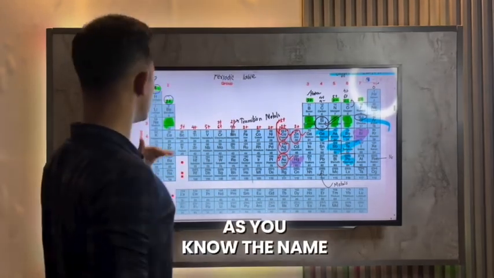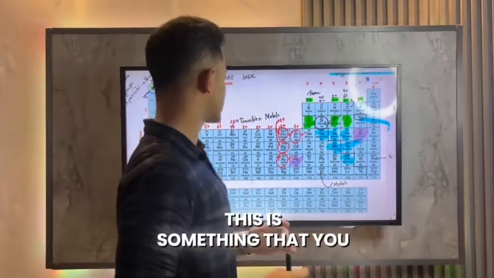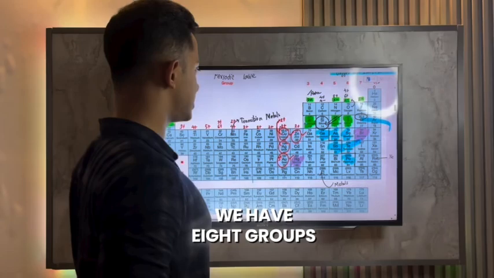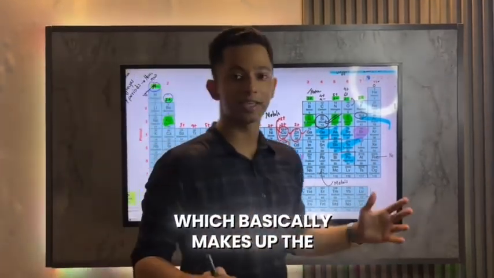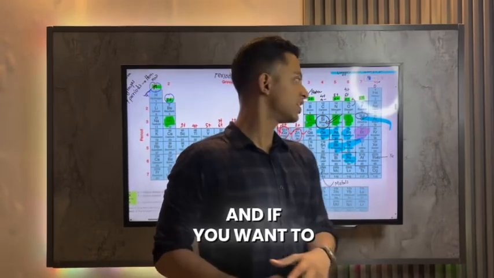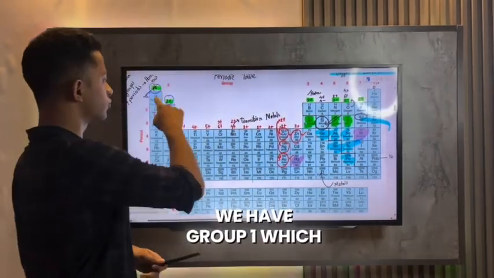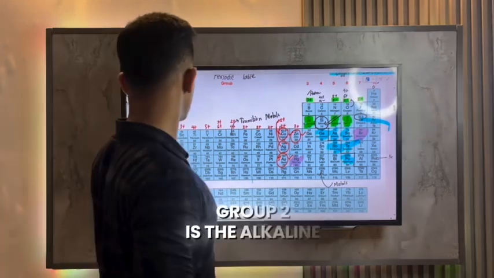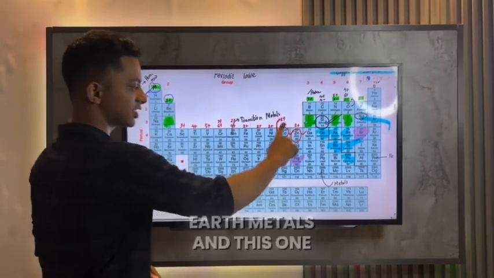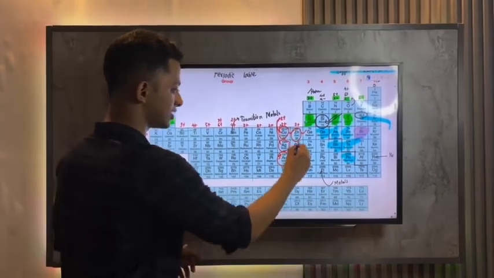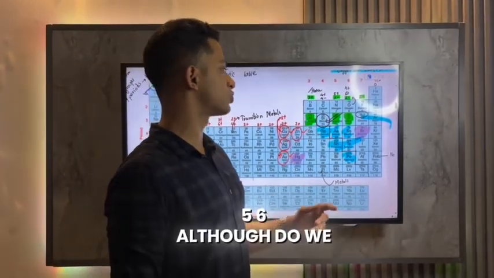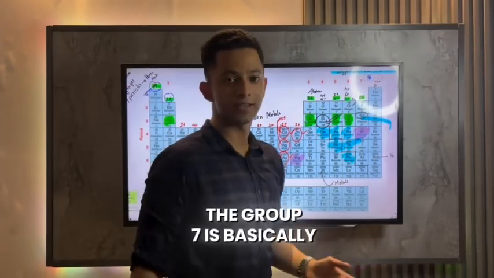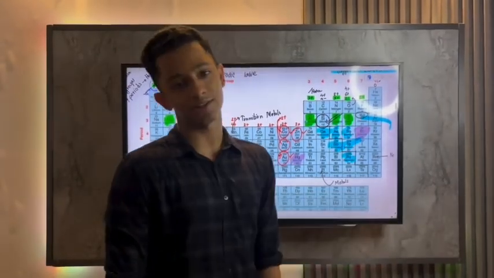As you know the names of the groups, because these are something that you can know, we have 8 groups and we have 7 horizontal periods, which basically makes up the whole of the periodic table. And if you want to know the names, we have group 1, which is the alkali metals, group 2 is the alkaline earth metals, and this beautiful thing, the D block, is known as the transition metals. For groups 3, 4, 5, 6, we don't have a name, group 7 is basically the halogens, and group 8 is the noble gases.